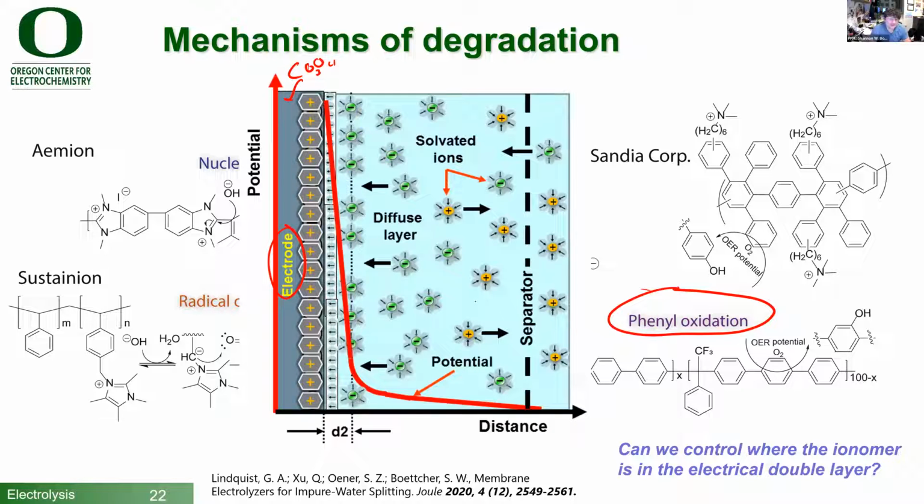And we know, in conventional electrochemistry, you have soluble ions, you have a diffuse layer, you have a Helmholtz plane, and you have some structure of the double layer. But what if all of this double layer is made up of polymer? How does that double layer even look? What is the double layer structure, and how do we control the processes here at this interface to prevent the degradation that we're seeing? So can we control, for example, where the ionomer is in the electrical double layer? Can we prevent this oxidation?